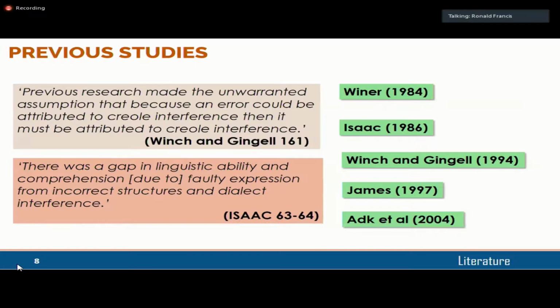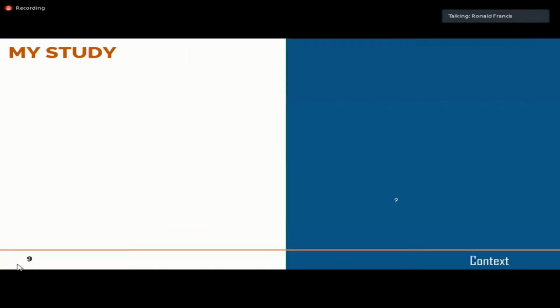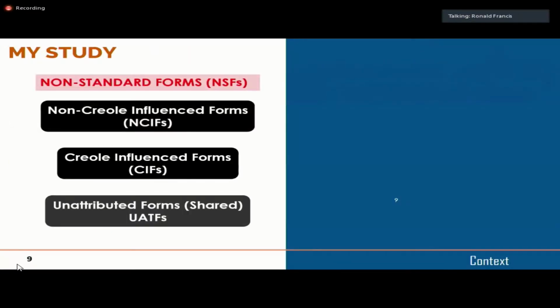So she basically put Creole at the top of the list in terms of the struggles that students are having. Outside of St. Lucia, Lise Weiner did the same in Trinidad and agreed basically with Isaac. Again, Isaac, 1986, sorry, not 89, Wint and Gingell in 1994. James did the same for Tobago, looking at verb structure, and drew a conclusion that was closer to Isaac. And Ad et al. did a study in Dominica in 2004, and their conclusions were closer to Wint and Gingell, who did the study in St. Lucia in 1994. So there is no consensus, really, on the role of Creole in terms of how students perform academically in writing. My study starts off by identifying everything in the writing that I consider a non-standard form.